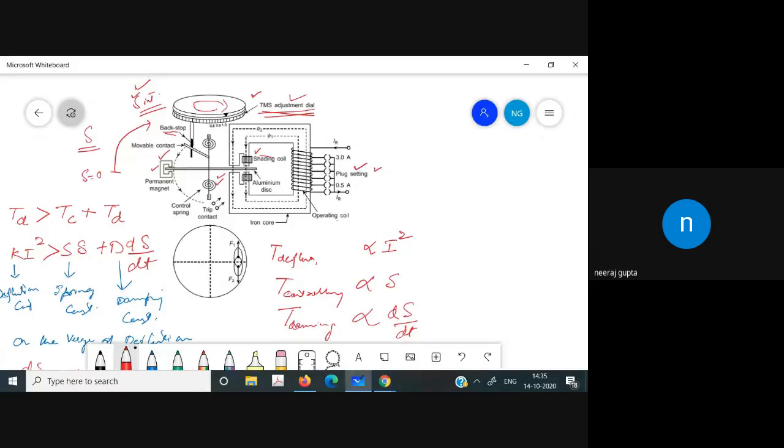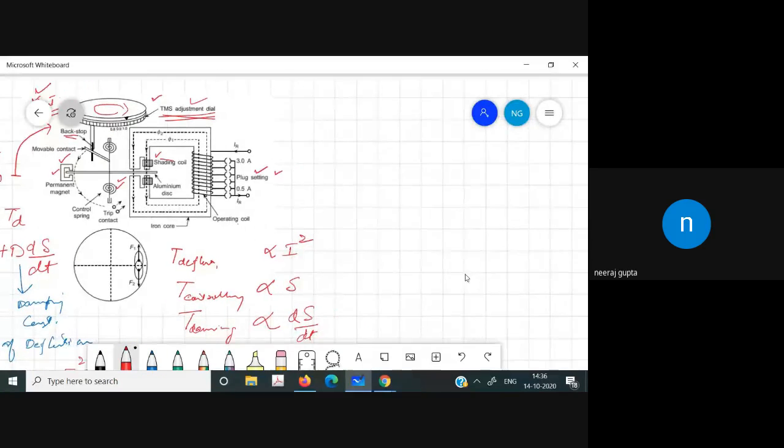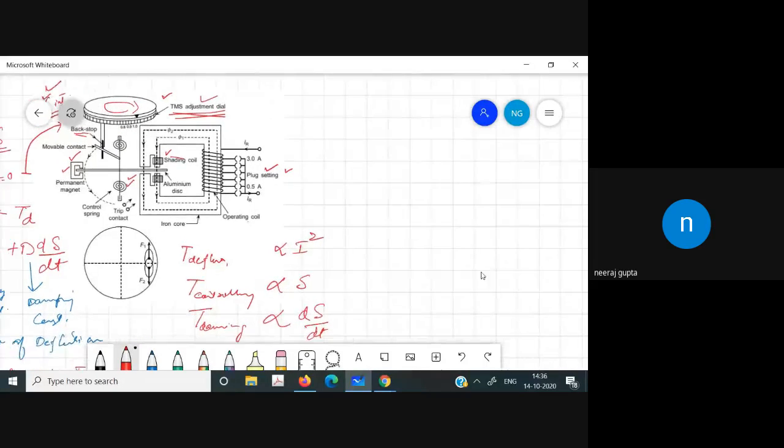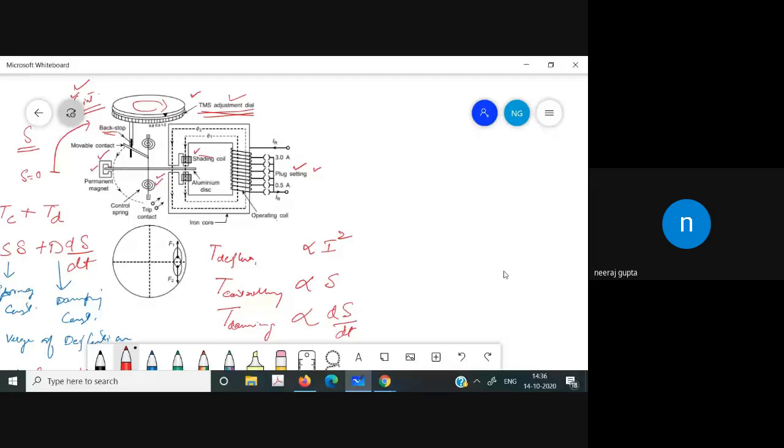So this is the main construction of the induction disk type relay. Now come to the application. The main idea of this type of relay is to give an overview: what is a relay, what is it all about, how does it work, and what is the basic principle? Because that basic principle is used in all other relays.